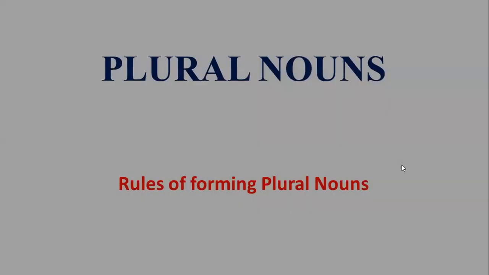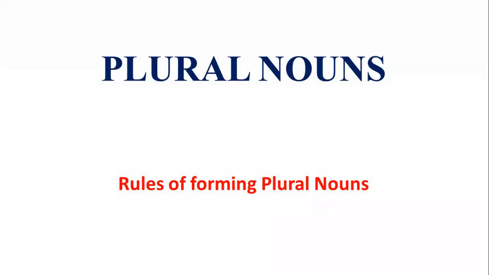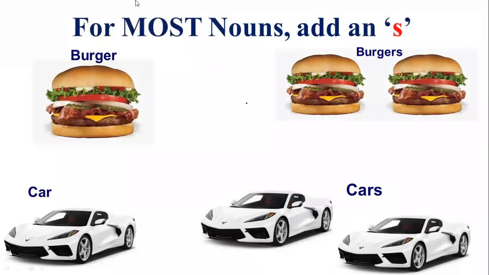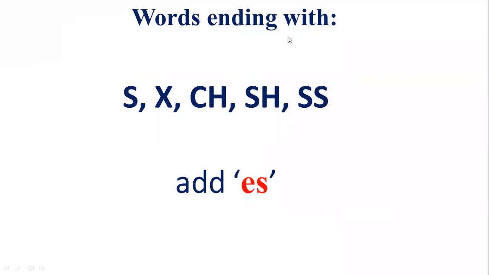Okay. In this lesson, I will show you the rules for forming plural nouns. First, in normal nouns, to make it plural, you simply just add an S, like burger, cars. But there are words that end with S, X, CH, SH, and SS. To form the plural, you have to add ES, okay?